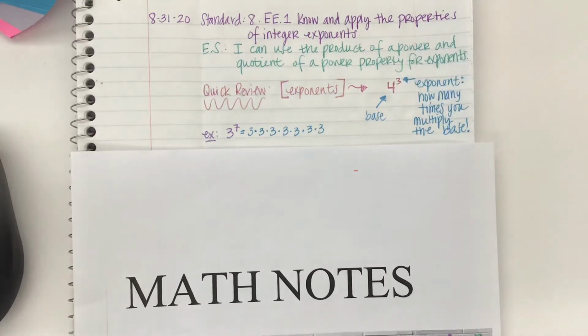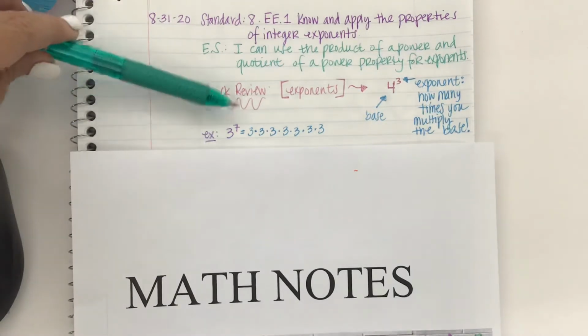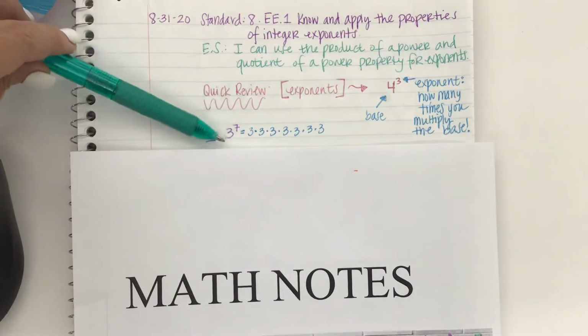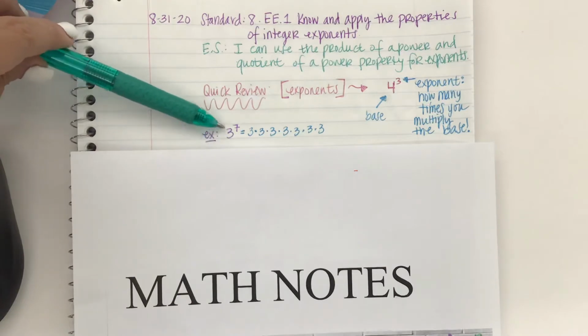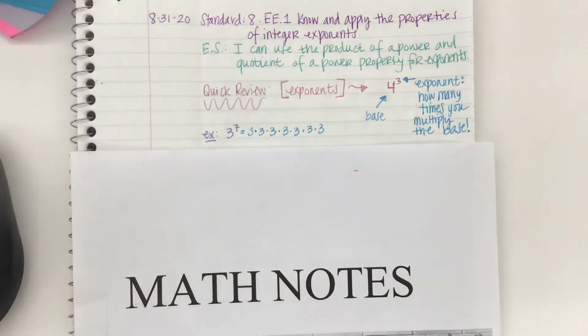Here's another example. If you have 3 to the power of 7, the exponent means how many times you multiply your base, which is 3. So you're going to be multiplying 3 7 times. Today, all we are doing is simplifying exponential expressions. I do not want you to multiply these numbers out.